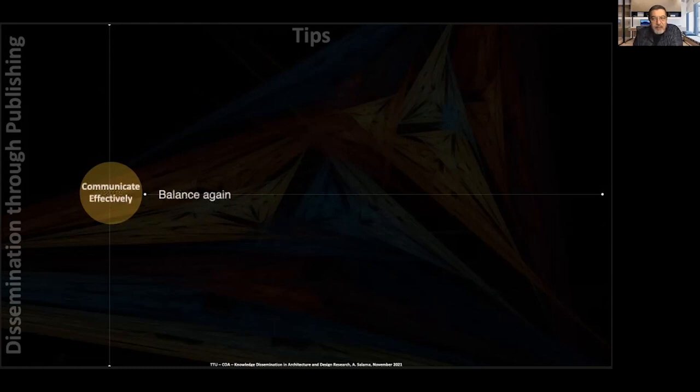Communication, as we said, is critical. Balancing text, images, diagrams, graphs, correctness of references, quality of language, expressions are all critical aspects of dissemination and publishing an academic paper.